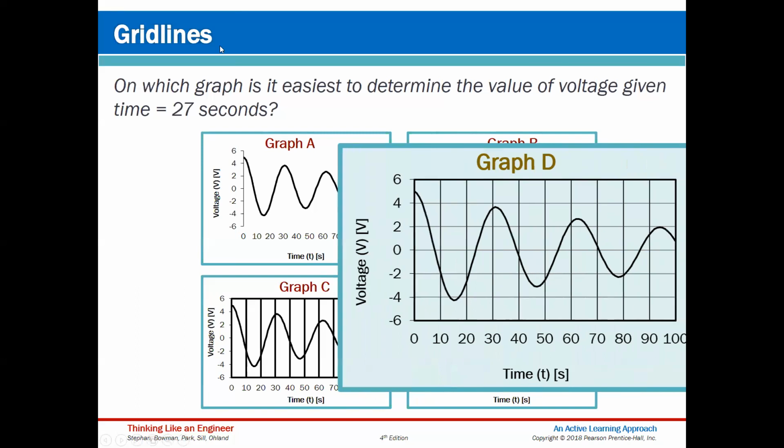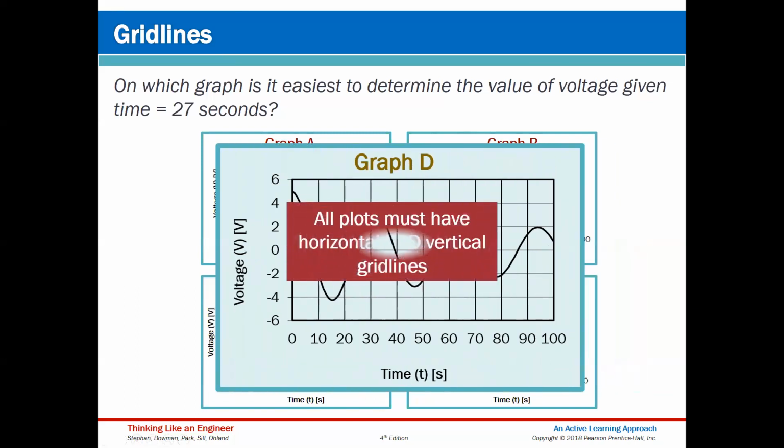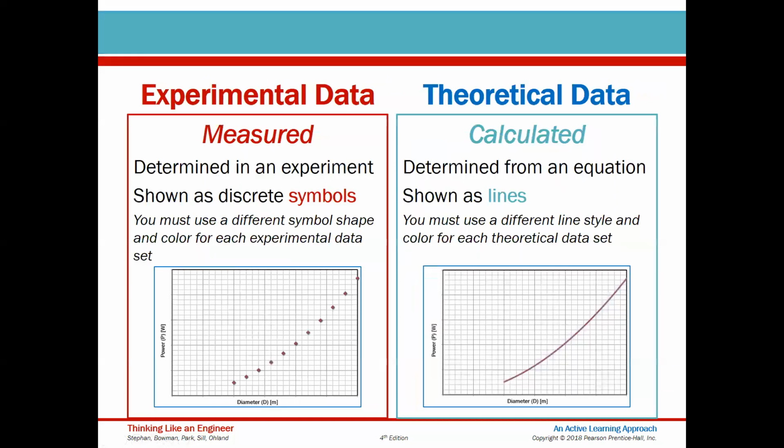So D is our best option, adding both horizontal and vertical grid lines. All of your plots need at least the major horizontal and vertical grid lines. Sometimes if you have a lot of points in between those, you're going to want to work with your minor grid lines as well.